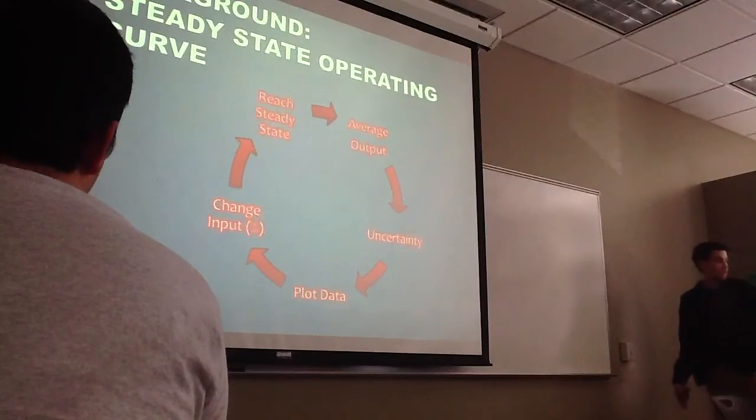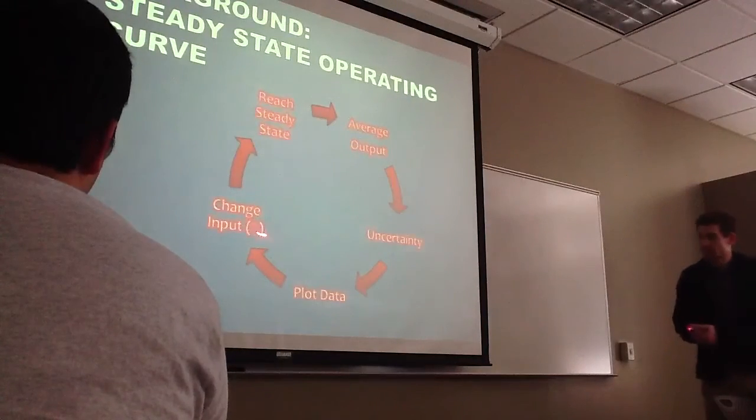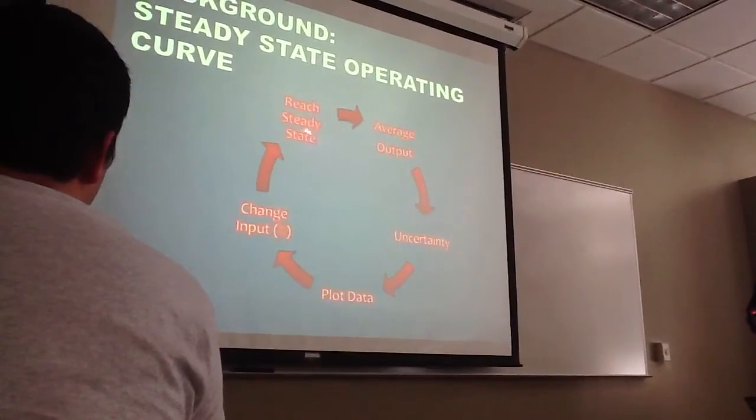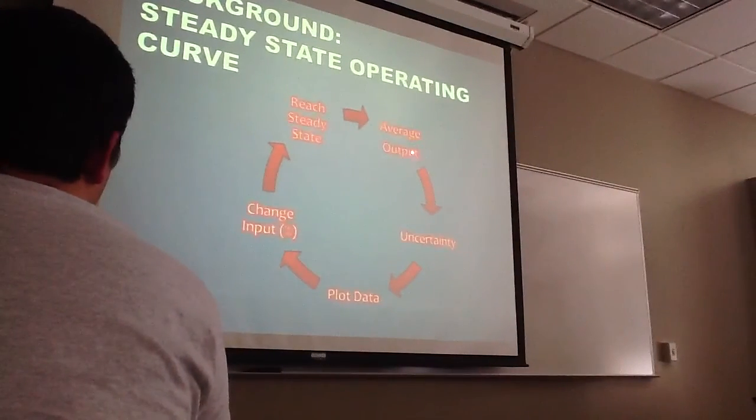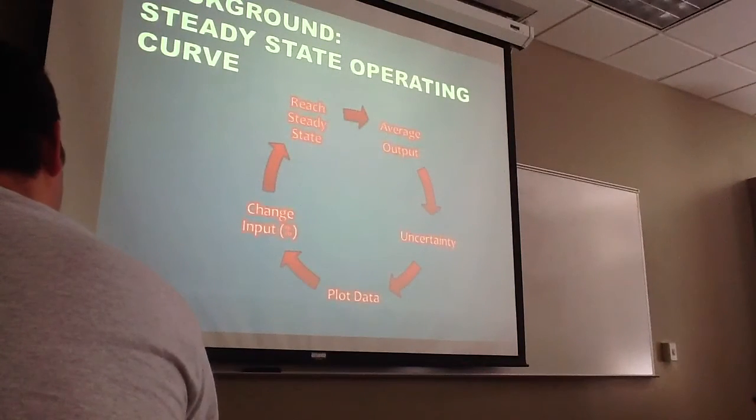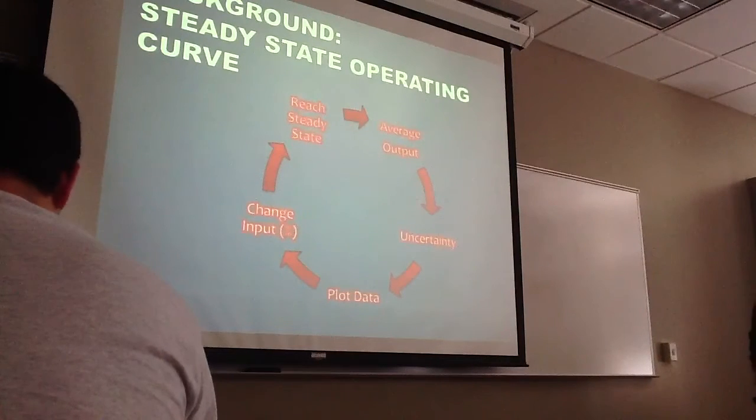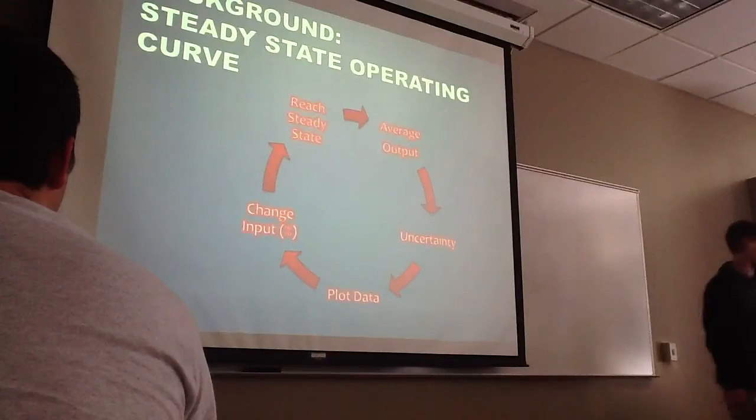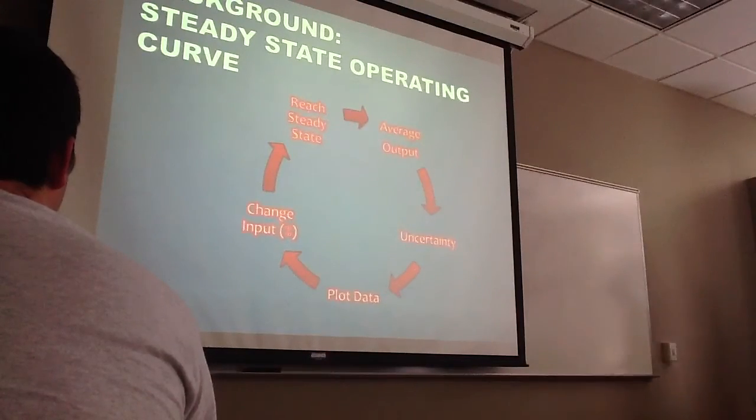To get the steady state operating curve, we start with a change in the input power percentage, let it reach steady state, and calculate the average output in the steady state. From that average, you take the standard deviation, multiply it by 2 to get its uncertainty, and then plot the data at one point, and repeat 6 times per range.